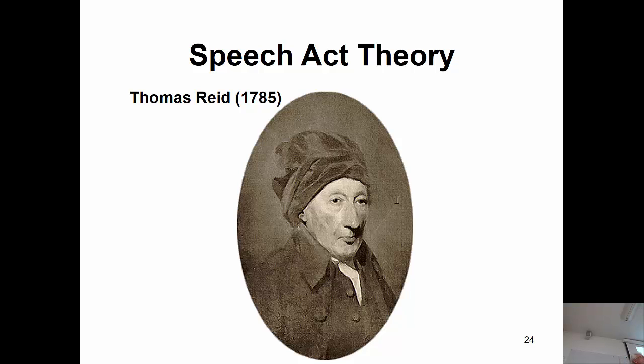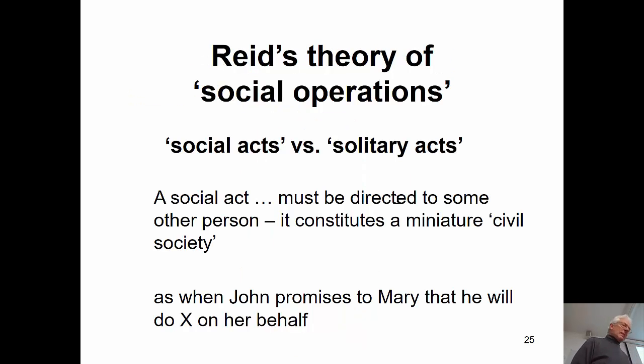All right, now, the view of terrorism which started the philosophical literature, anyway, on terrorist phenomena is rooted in something called speech act theory. Speech act theory was anticipated by Thomas Reid in the 18th century, who had the idea that there are not just solitary acts of thinking and speaking to yourself, but there are also social acts which are such that they must be directed towards some other person. An example would be promising. You can't promise privately. A promise has to involve at least one other person. So it's a social act. When you make a promise, then you create a small society. And as long as the promised obligation obtains, that small society will exist.